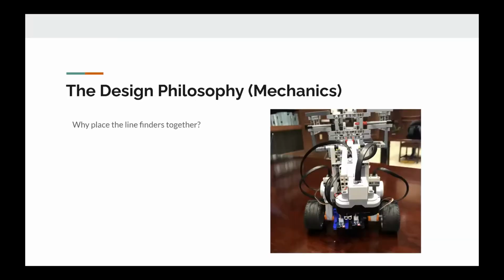Next slide. Why place line finders together? At first, we tried placing the line finders at the side of the robot, but we found it was very hard for the robot to stay in a straight line, because when it goes up the line, the line finder at the other side will have to detect the line, so it's going to turn, and it kept moving in a zigzag manner. So we figured out that the best way was to put them together, and that way it's easier for it to stay on the line.